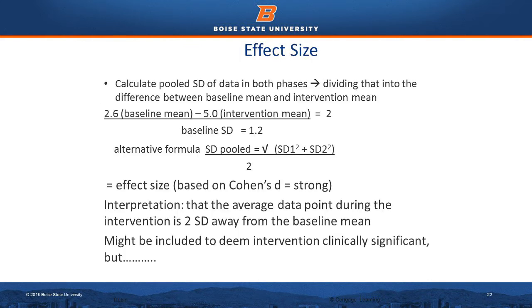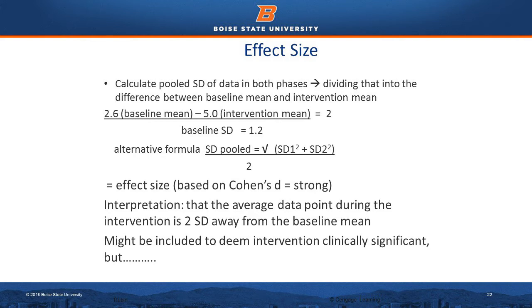First, we determine the mean score of the baseline data points. Next, determine the mean scores of the intervention data points. Next, subtract the mean score of the intervention phase from the mean score of the baseline phase. Divide the difference by the baseline standard deviation.